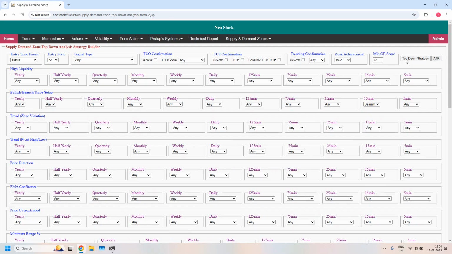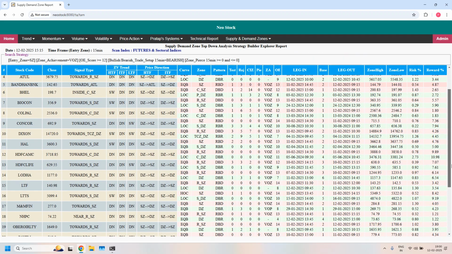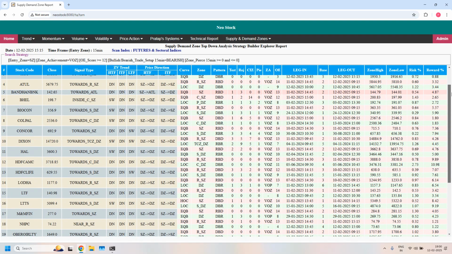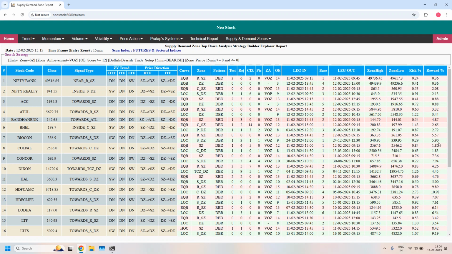With all the 3 filters, we got 27 stocks. First 16 stocks in the list. Okay, I'm scrolling the list down.